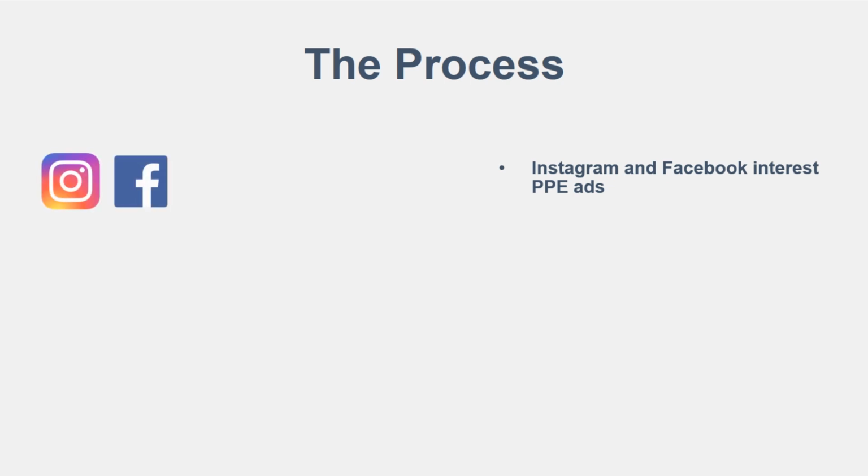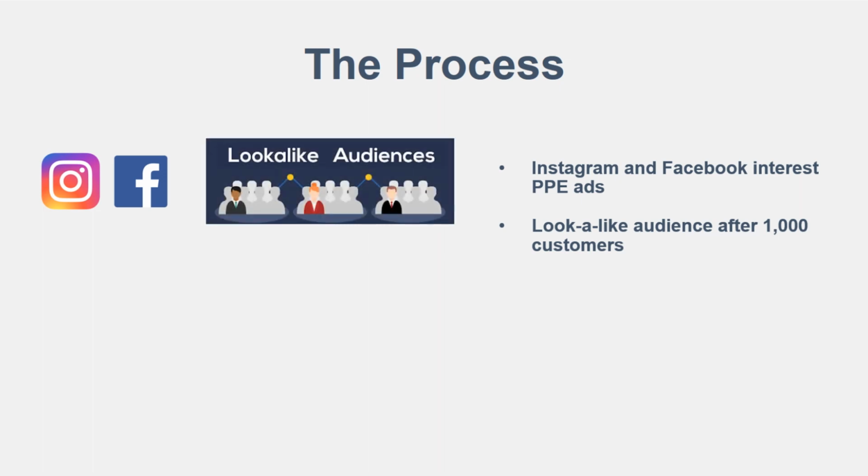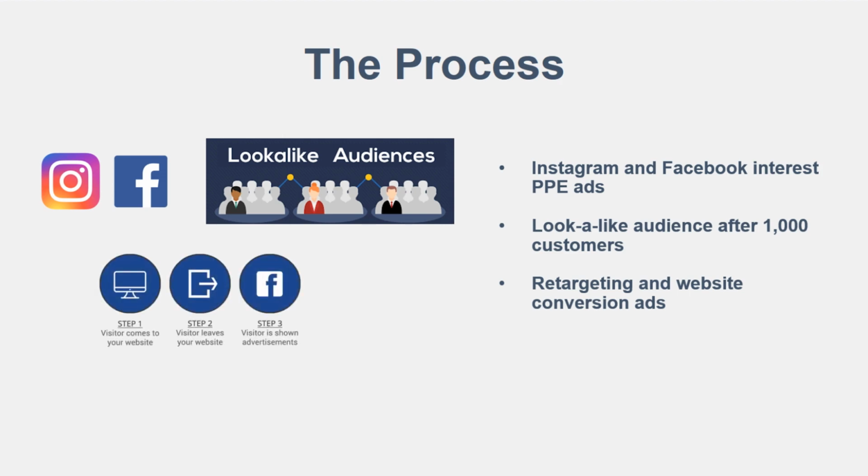So, obviously we're starting out with the Instagram and the Facebook. Then, after that, we're doing our lookalike audience with 1,000 customers, because you have to have 1,000 customers first for the lookalike audience to actually build up properly for Facebook to be able to build out that data. Then, obviously we're doing our retargeting and website conversion ads. So that's the next step here.